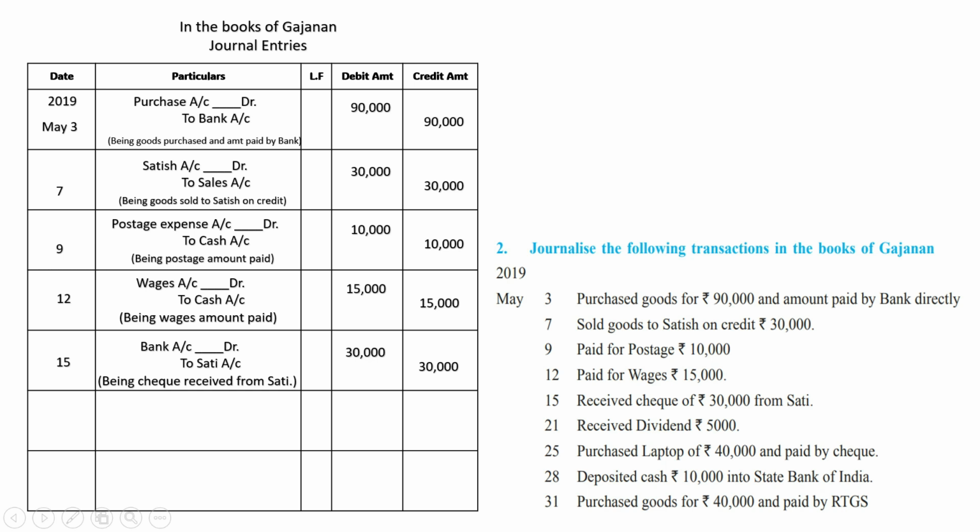Alright. Now, transaction dated 21st May 2029. Received dividend rupees 5,000. See, you have received dividend, so you are receiving some money in the form of dividend. So dividend will become income for you. Income means nominal account again. What are the rules of nominal account? Debit all expenses and losses, credit all incomes and gains. So dividend is an income, right? Since it is income, you will write it on credit side. Dividend should be on credit side, and you are receiving money in the form of dividend.